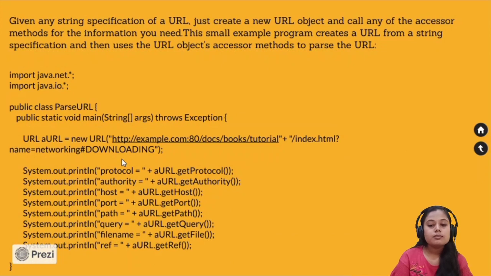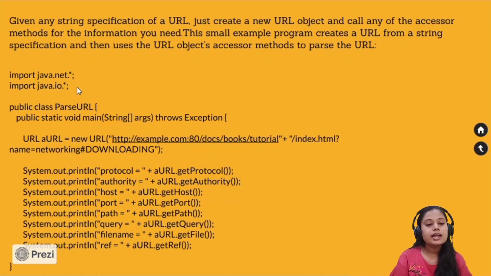Now, I have made a similar program for this. The problem statement is that given any string specification of a URL, just create a new URL object and call any of the accessor methods for the information you need. This small example program creates a URL from a string specification and then uses the URL object's accessor methods to parse the URL. First we import the java.net package and java.io package.